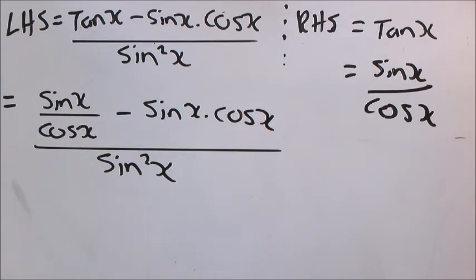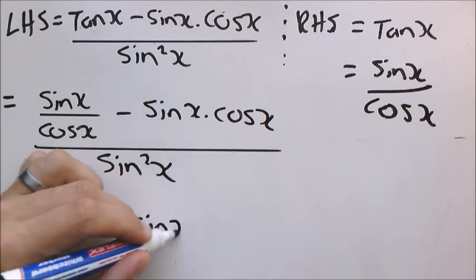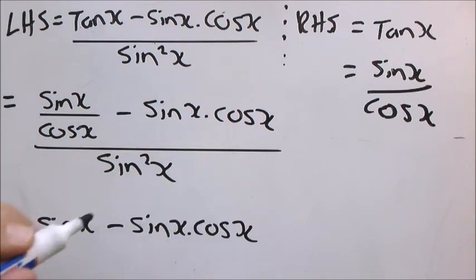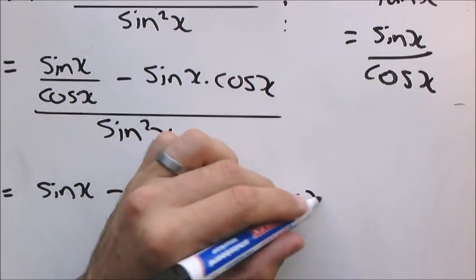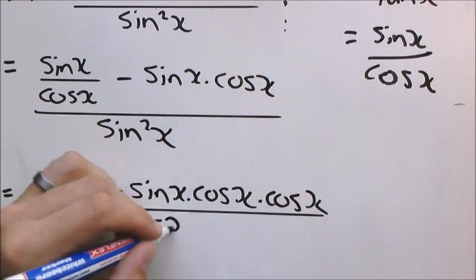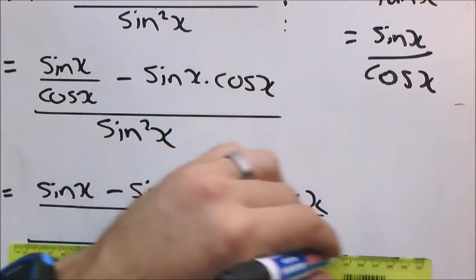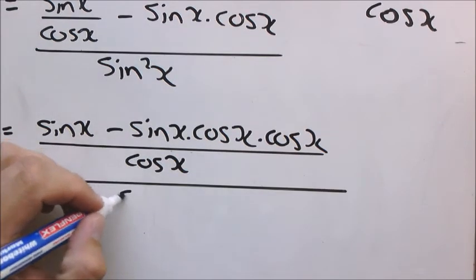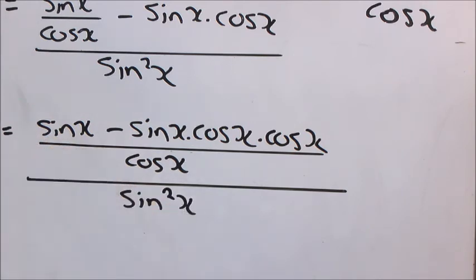Okay, your calculations are much easier if you have a common denominator or a single fraction. So that's what I'm going to do with this numerator before we can do anything else. So it will become sin x minus sin x cos x times cos x divided by cos x, all of it divided by sin squared x.